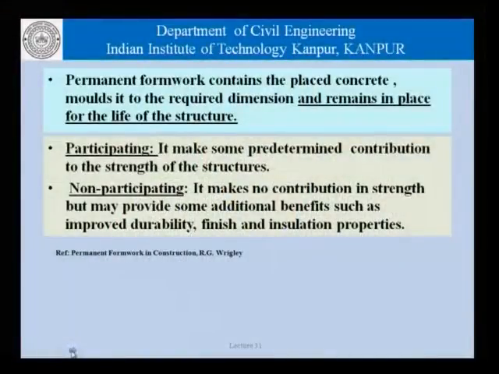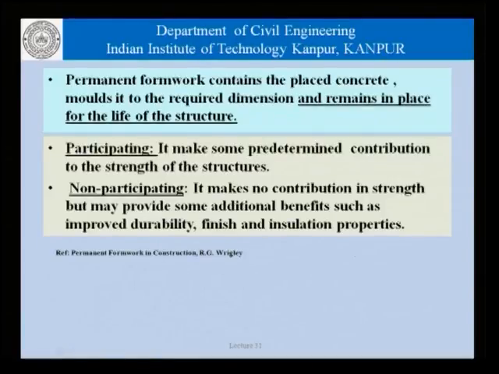Now, in this there could be two kinds of permanent formworks. One is participating formwork, in which case a predetermined contribution is made to the strength of the structure. That is, the formwork is part of the structural behavior as far as the concrete member is concerned. And of course, then we can have a non-participating formwork where it makes no contribution to the strength, but provides only additional benefits in terms of durability, finish and insulation and all that kind of stuff.